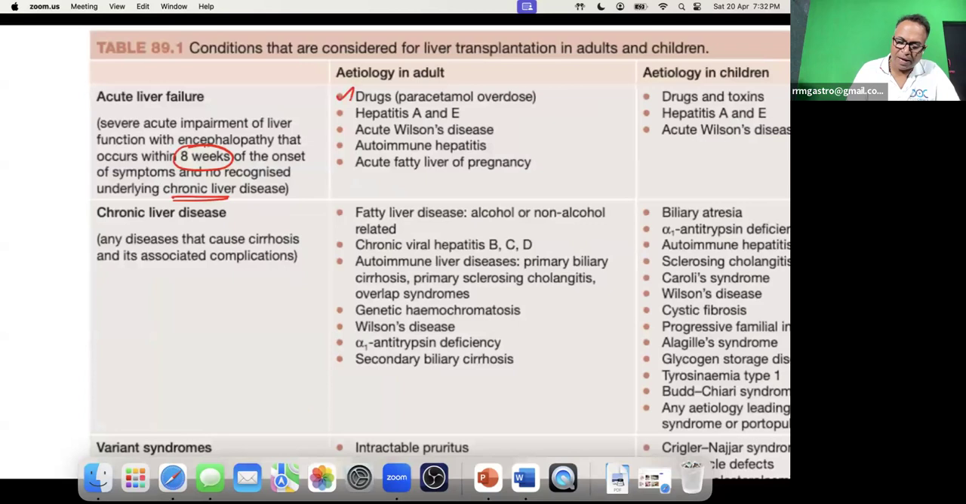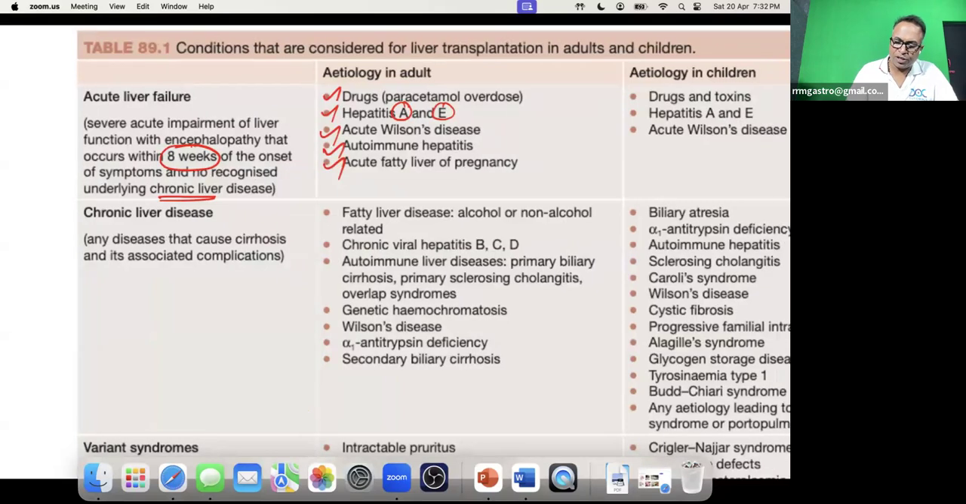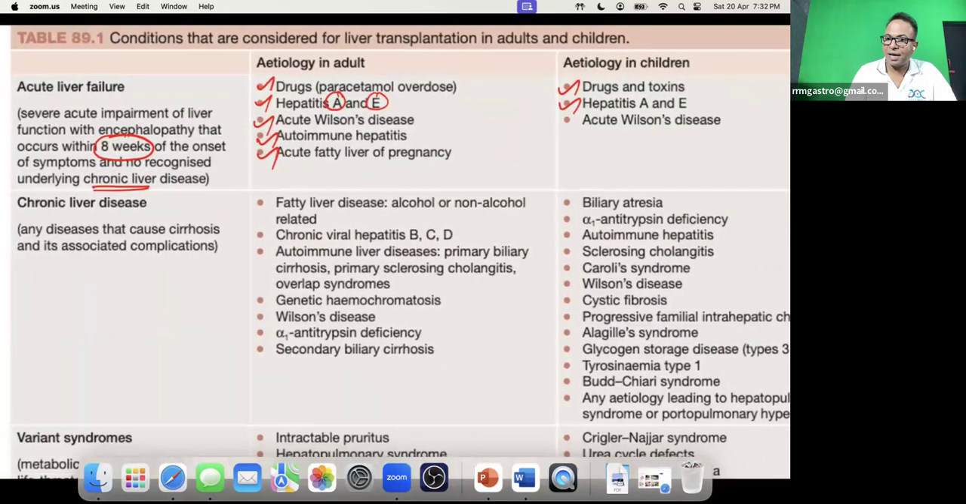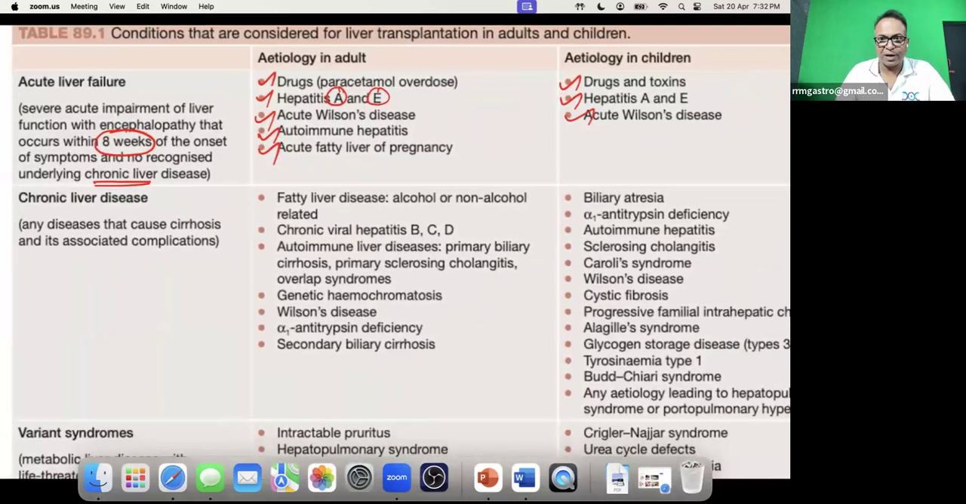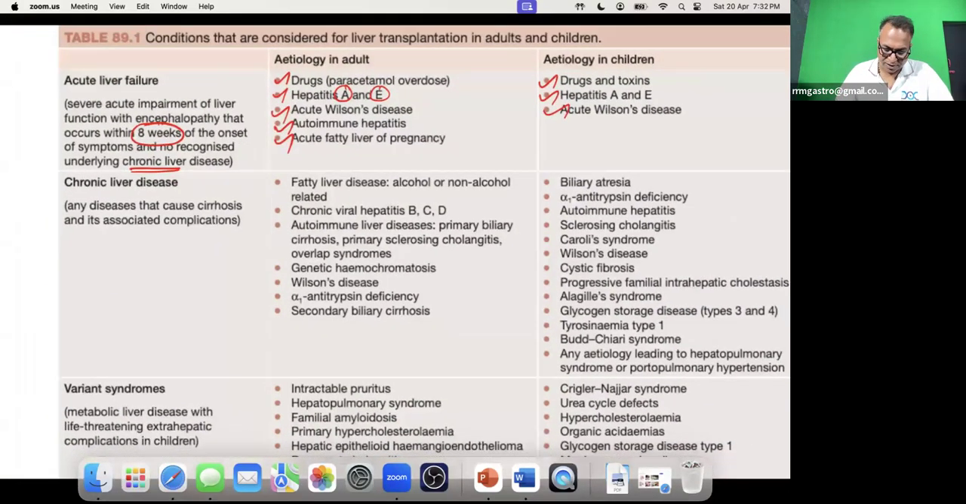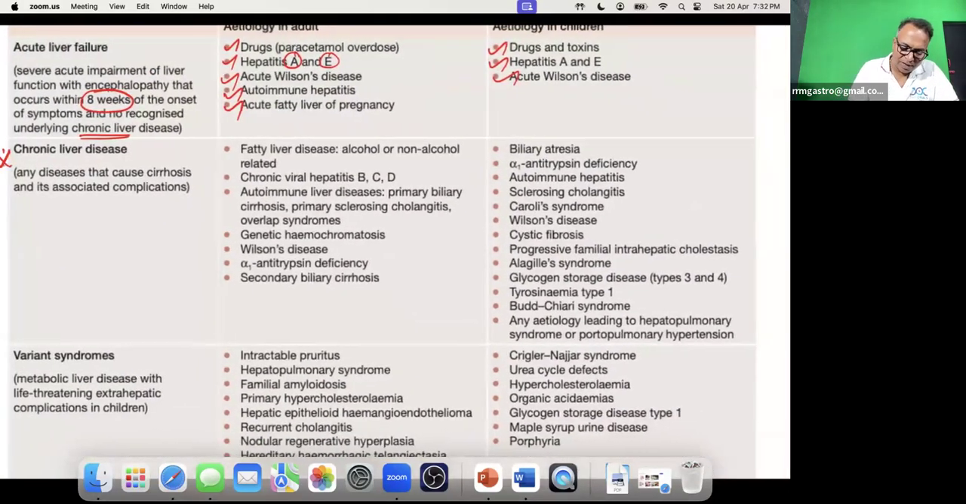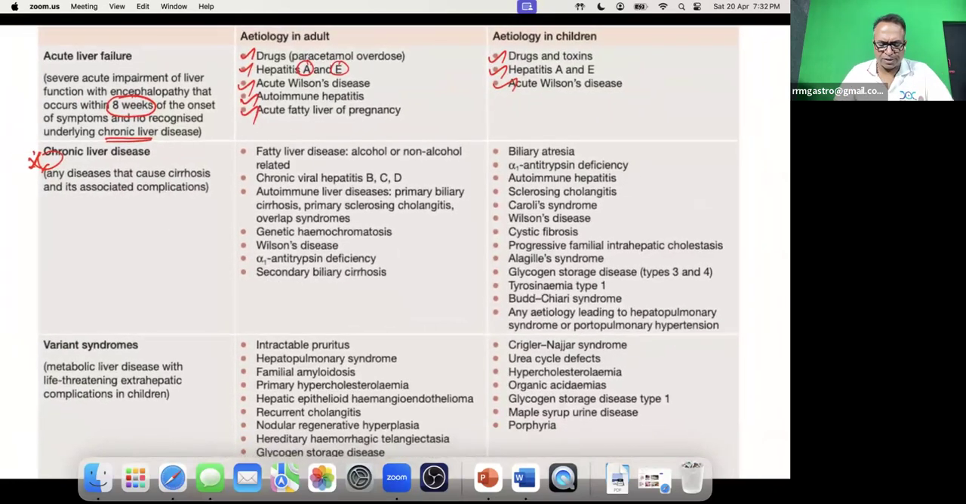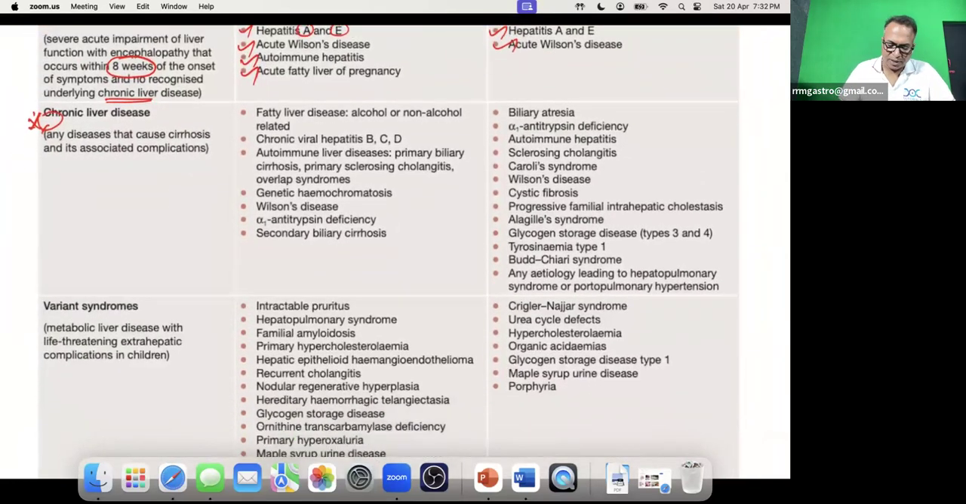Examples in adults: paracetamol, hepatitis A and E, not B and C. Okay, it is A and E. Wilson's, autoimmune, fatty liver. In children: drugs, hepatitis A and E, and acute Wilson's disease. Chronic liver disease is very easy. Whatever causes cirrhosis will cause the problem, so that is not so important.